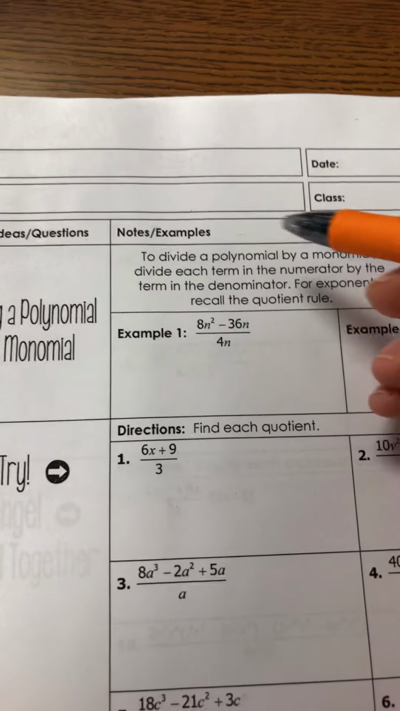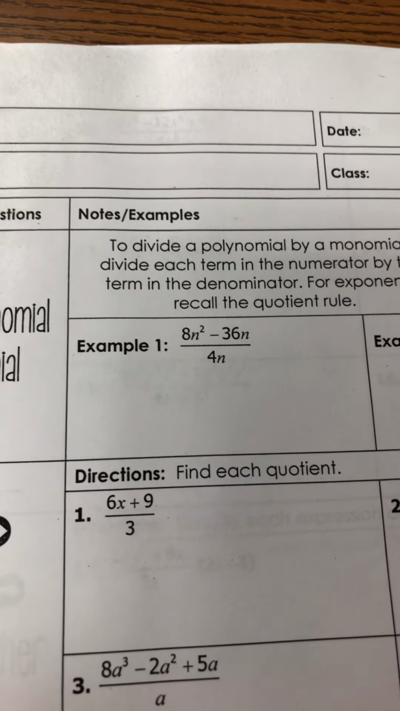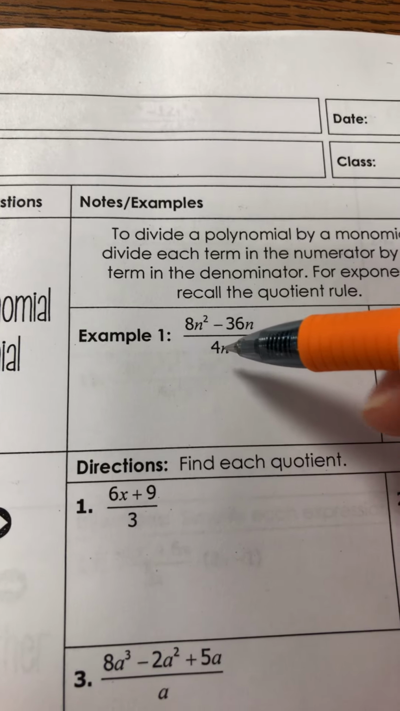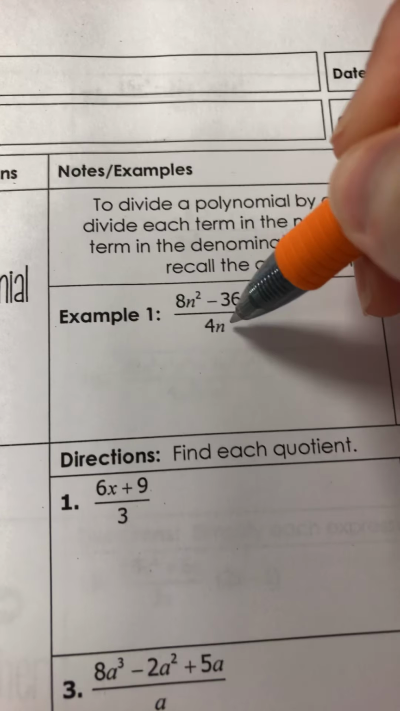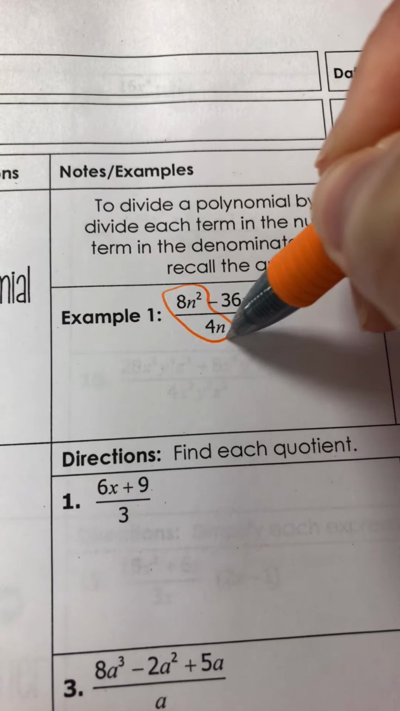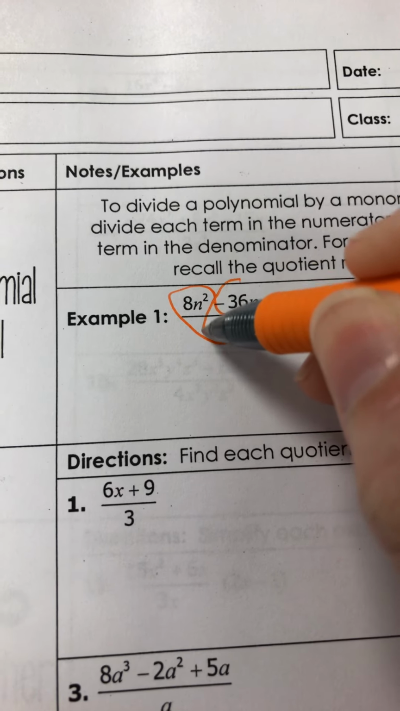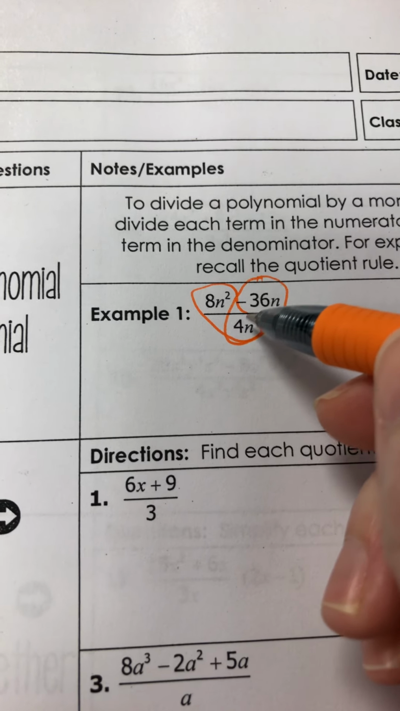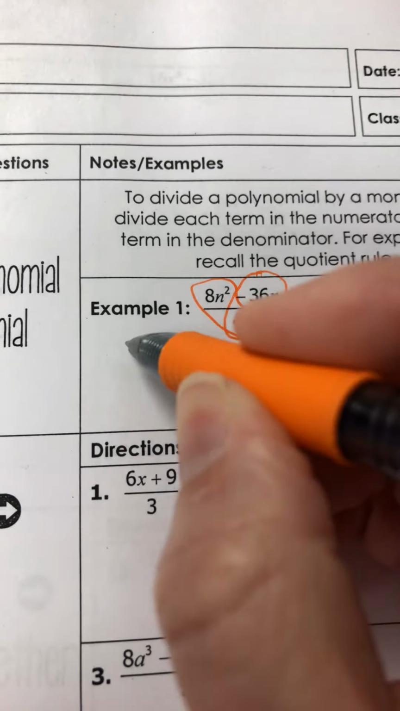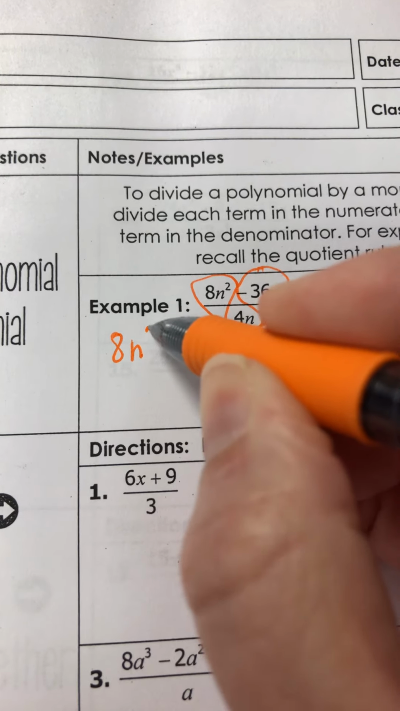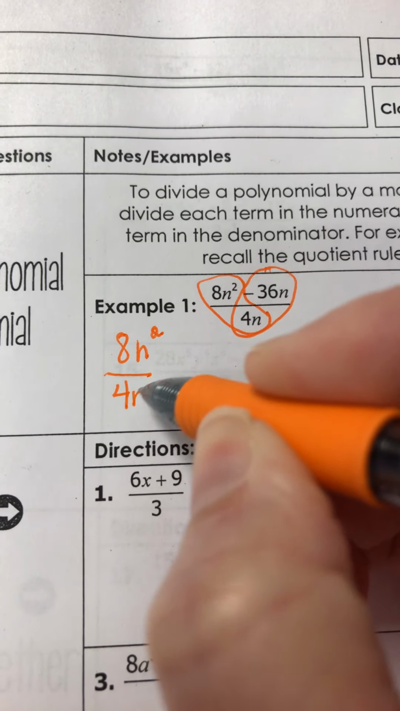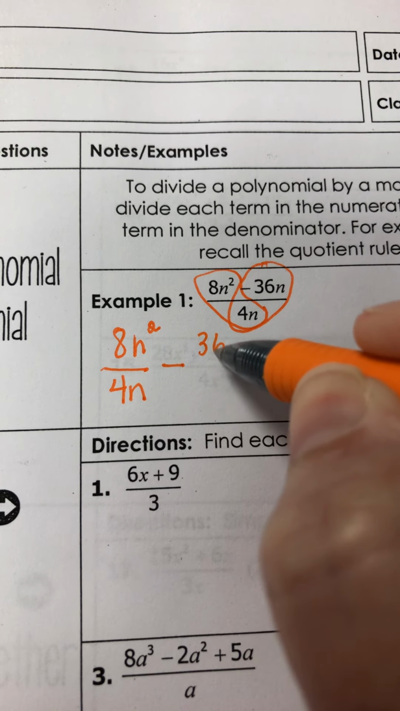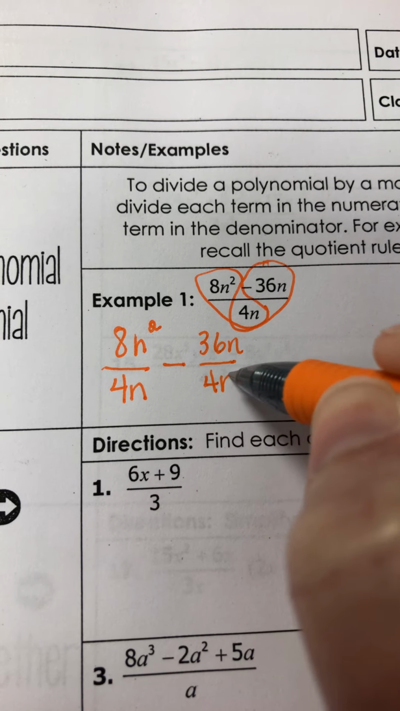Example number 1. We have 8n squared minus 36n. That's my polynomial, and I'm dividing it by 4n, my monomial. What we want to do is take each part and divide it by 4n. If you remember, we've done this and we called this the butterfly. Only now, instead of having just a number, we have a number and a variable down here. So remember to take each part, 8n squared, and divide it by 4n. Since this is negative, I'm going to put a minus sign here, and we'll have 36n divided by 4n.